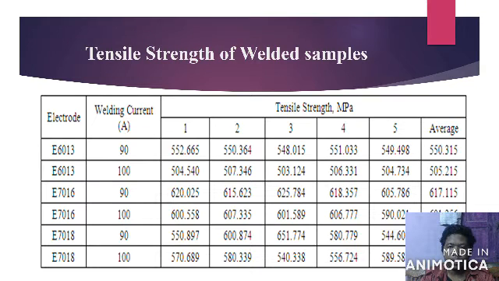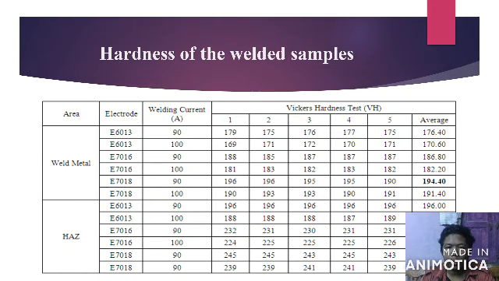For the tensile strength of the weld sample, from the study we can see that the same electrode with different current produces a different tensile strength. A welding current that is lower produces a higher tensile strength. While on hardness of the weld sample, by using a hardness test, the same electrode but using a different welding current also produces a different hardness. An electrode using a lower welding current produces a higher hardness.